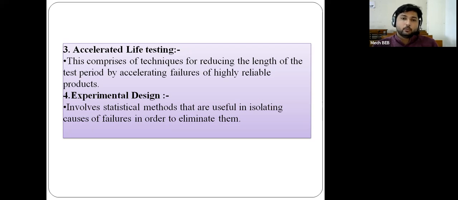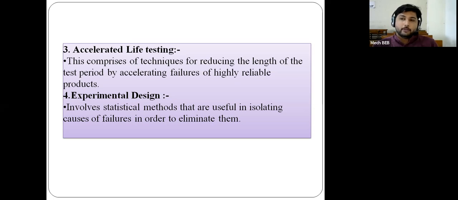So this is nothing but what? Accelerated life testing, okay. So providing the required conditions to the product at a higher rate, and trying to understand the reliability of that particular product.